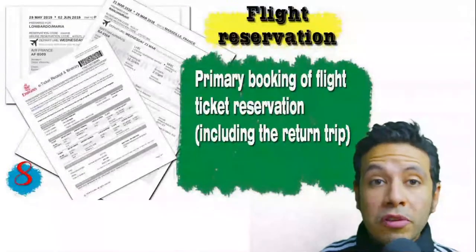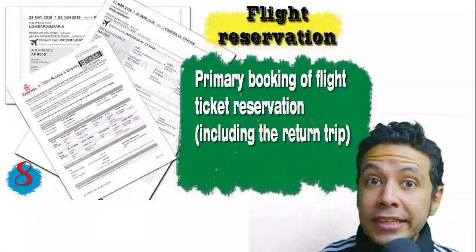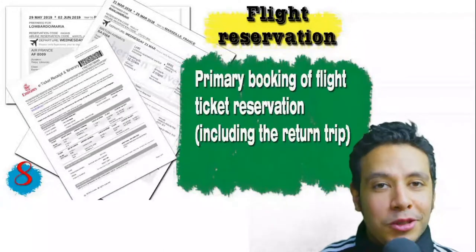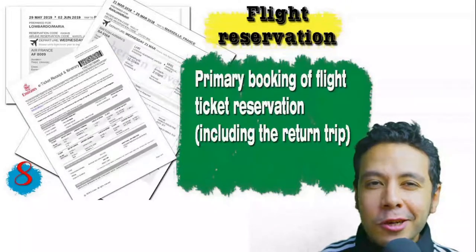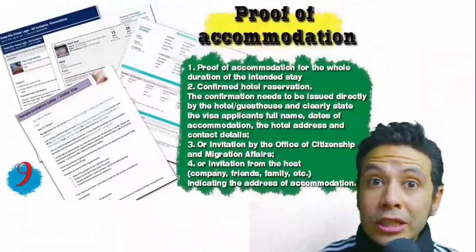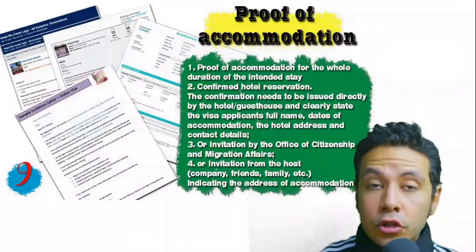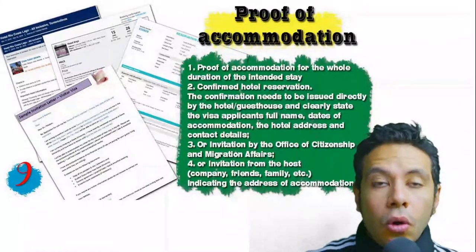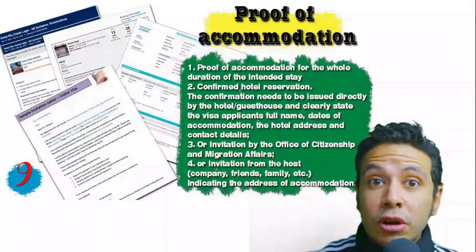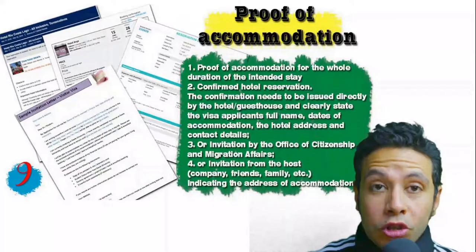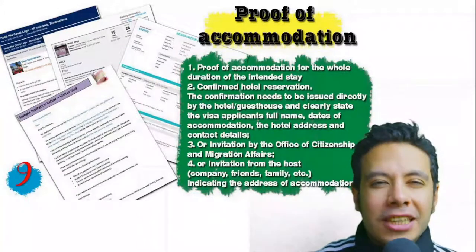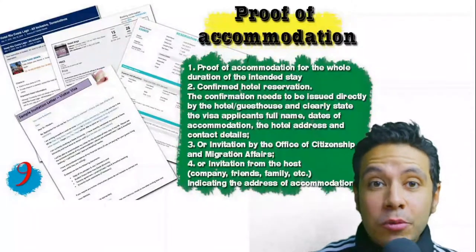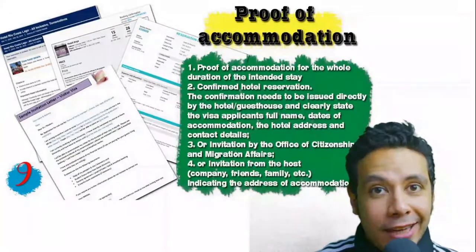You should also provide a flight reservation. It could be an initial booking, but in some minor cases you will need to provide a confirmed booking, and remember that this flight reservation must include a return ticket. You will also need to provide a proof of accommodation. It could be a confirmed hotel reservation or an invitation from a host in this country or an invitation from an organization you are visiting in this country. For a hotel or hostel, an initial booking is acceptable, but in some minor cases you might need to provide a confirmed booking. And anyway, the name of your hotel must be mentioned and the address and the contact number.